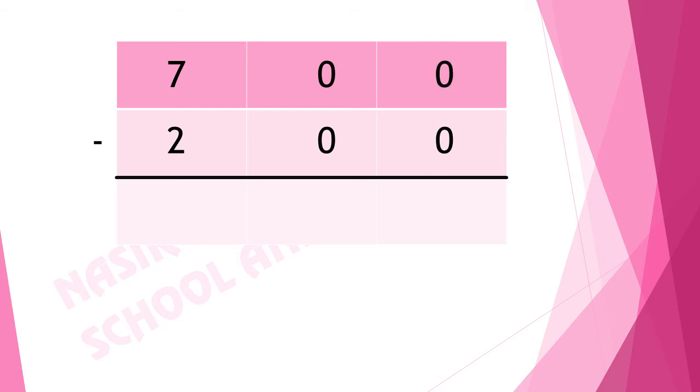First of all, we will start from units. From 0, we will subtract 0 and we get 0. Then we will move towards tens. From 0, we have to subtract 0 and we are left with 0. Now we will move towards hundreds. From 7, we have to subtract 2 and we are left with 5. 500 more people visited the zoo on Sunday than on Tuesday.